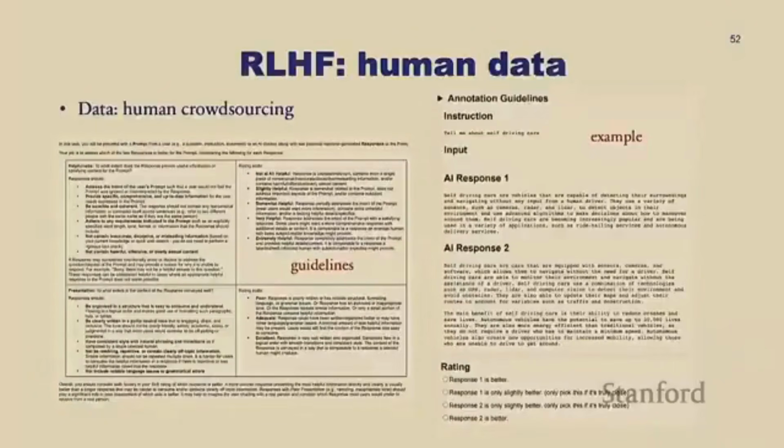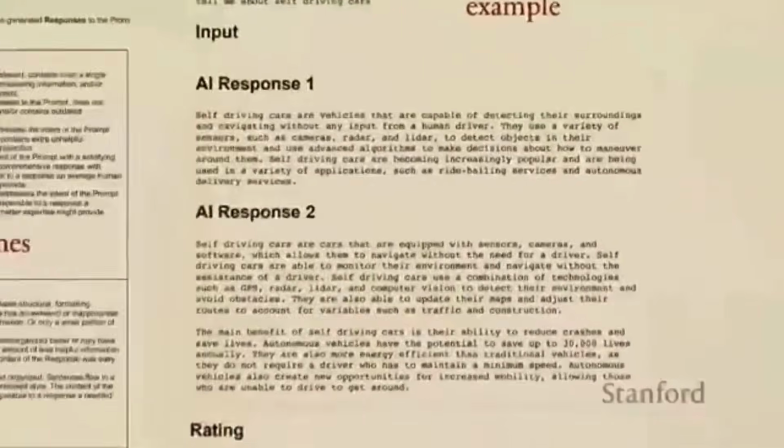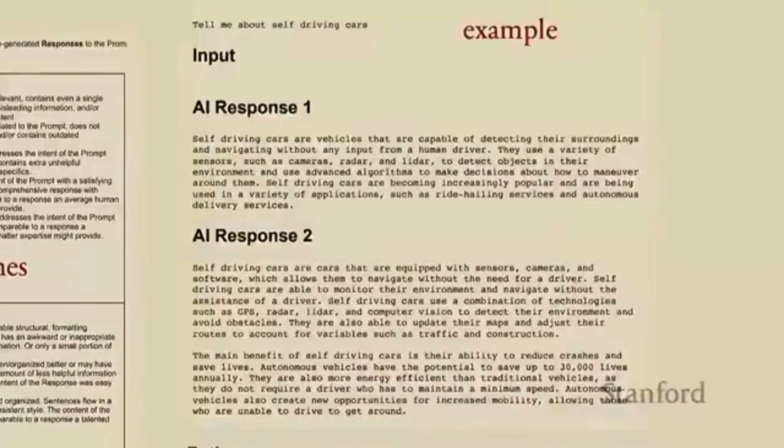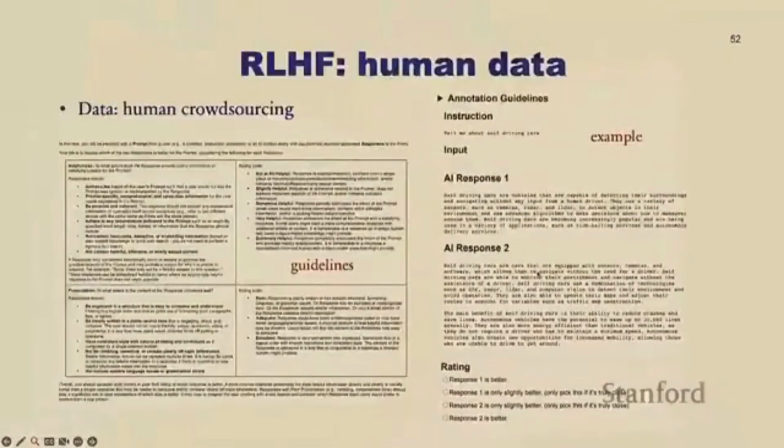Data, the way that you collect that type of data: first idea is just to use humans, as we already talked about. Guidelines are very complicated for what humans should be labeling, and it's really not that easy. If you ever do some of the labeling, you will see that it's extremely complicated. If I zoom into this, here I have a question, tell me about self-driving cars. And you read both. Self-driving cars are vehicles that are capable of detecting their surroundings, blah, blah, blah. Self-driving cars are cars that are equipped with sensors, blah, blah, blah, to navigate without the need for a driver. Both seem okay. Which one is better? It's actually hard to say at a glance.